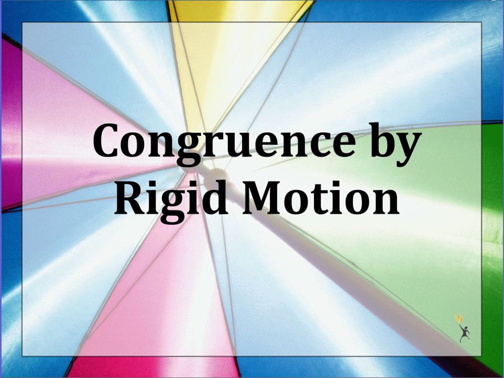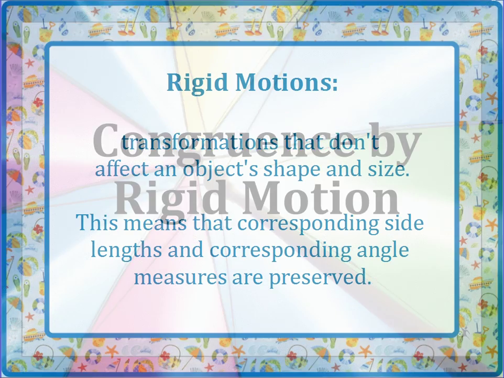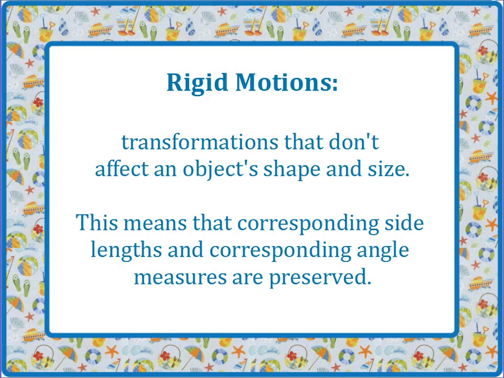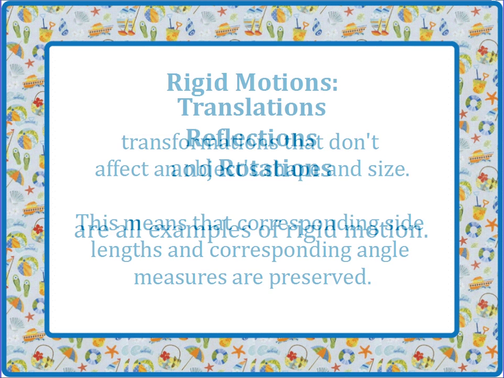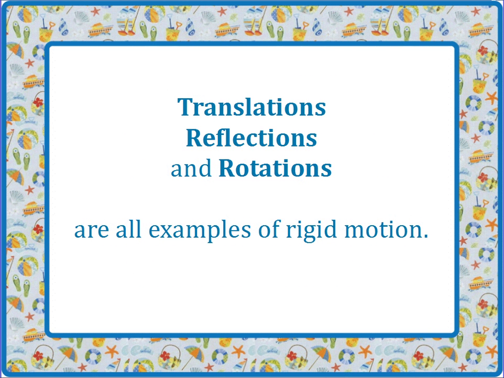Today we're going to talk about congruence by rigid motion. Rigid motions are transformations that don't affect an object's shape and size. That means that the corresponding side lengths and the corresponding angle measures of the pre-image are preserved when we move to the image. Translations, reflections, and rotations are all examples of rigid motion transformations.